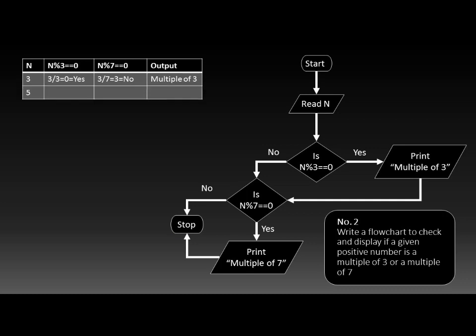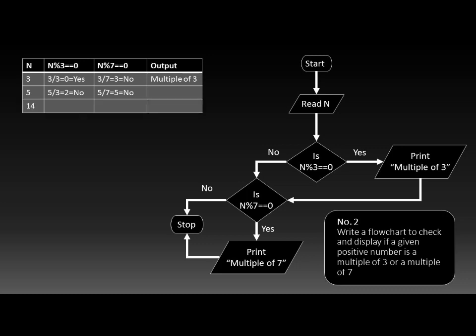Next example is 5. We input a 5. Next step is 5 divided by 3. So, if you divide 5 divided by 3, you're gonna get a 1 and a remainder of 2. So, the answer is no. Then we will check if it's a multiple of 7. So the value of n is 5. 5 divided by 7, we're gonna get a 0 and a remainder of 5. So it's a no. Because it's a no, we have to stop in there. And there's no output in there.